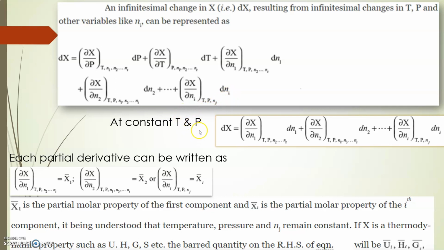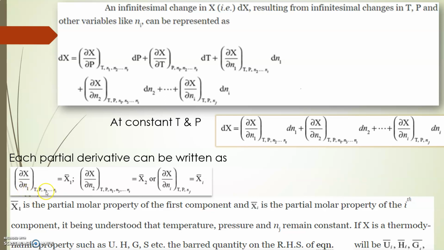When the temperature and pressure are constant, this term changes to this, where only the constant temperature and pressure terms are included, and this term becomes 0. Since dP and dT are 0 because they are constant, the whole term becomes 0, and we only have the rest of the terms, where constant temperature and pressure do not affect this value.